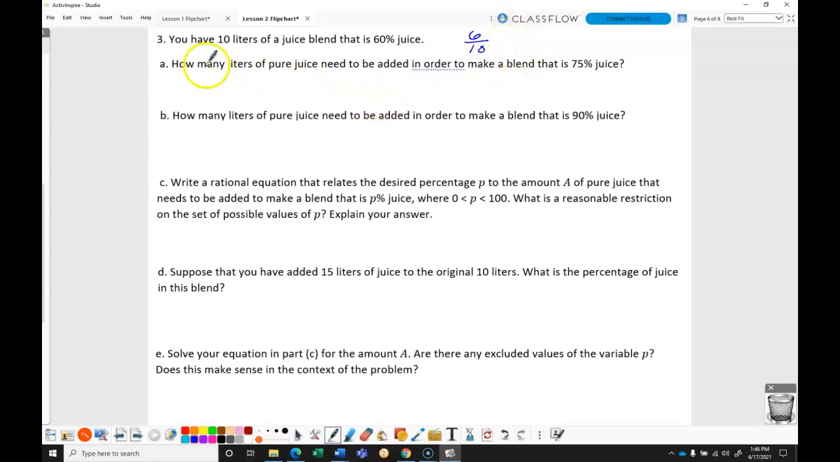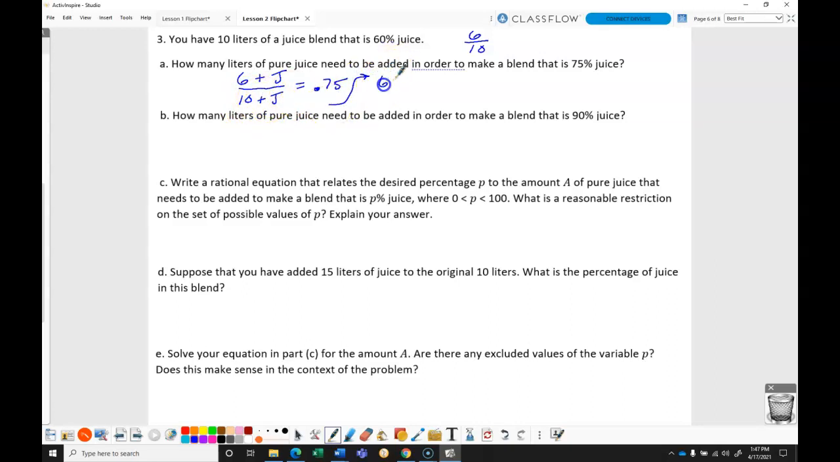Okay? So we want to know how many liters of pure juice need to be added to get it to 75%. So my pure juice is the numerator. So I'm going to say, okay, let's add, I don't know, J for juice. But I'm going to add it to the total amount also, right? And I want to get that to 0.75. So this is very reminiscent of that last problem we did about the games. So I'm going to multiply both sides by this 10 plus J.